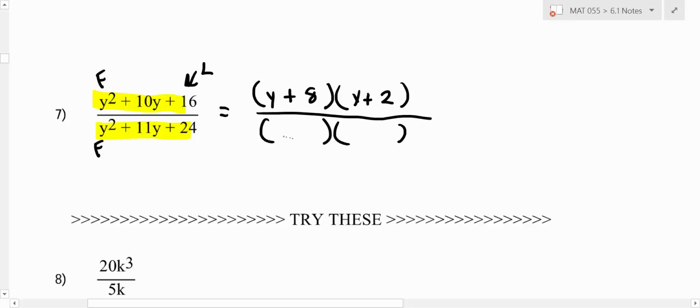Okay, the first term's y, that's the easy part. Okay, what do you want me to use for 24? 8 and 3, good. 8 times 3. 8 and 3 also add up to 11, right? So you're going to have 8 there, 3 there, with 2 plus signs. Okay, that's the trinomials we've already learned how to do.